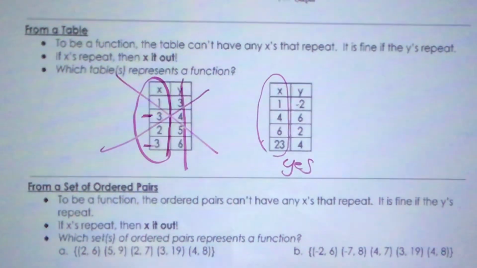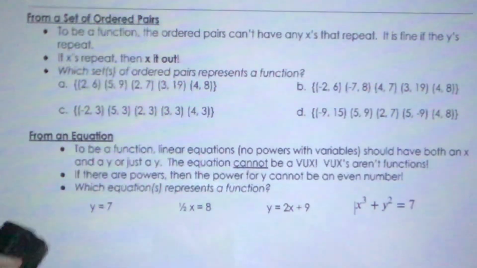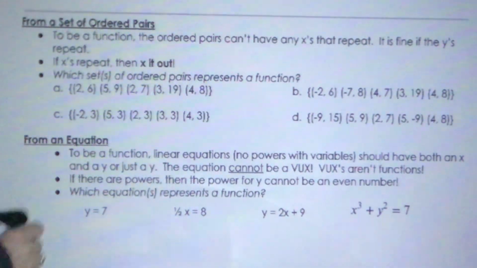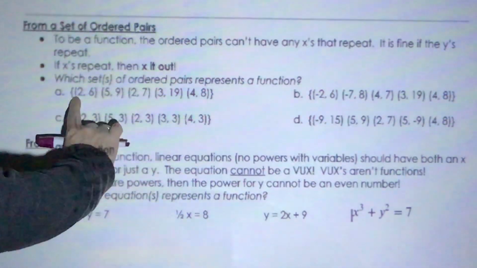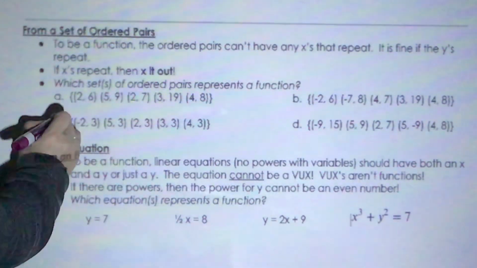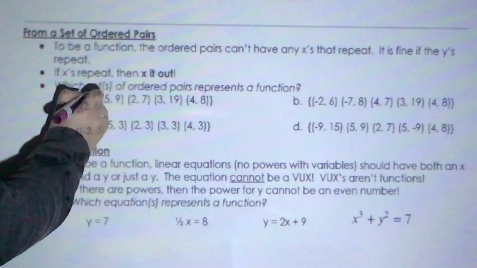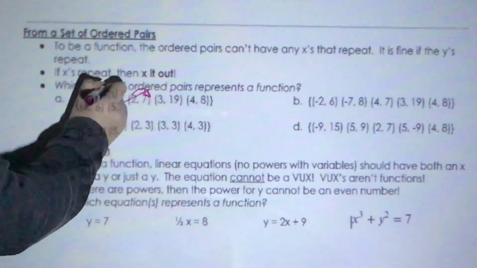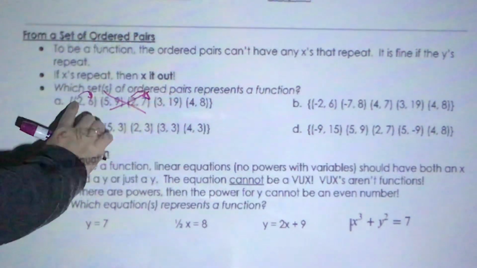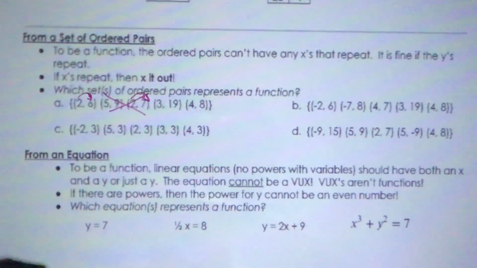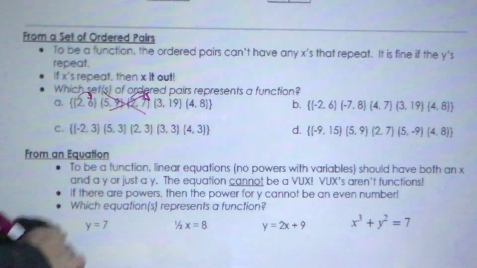Now from a set of points, this is also very easy. We're going to look at our x's and make sure the x's don't repeat and give you something different. So in the first row of ordered pairs, I noticed that the 2 became a 6 and then the 2 became a 7. You can't have that and be a function. The x's can't repeat and give you different things. We don't care about the y's, we only care about the x's.